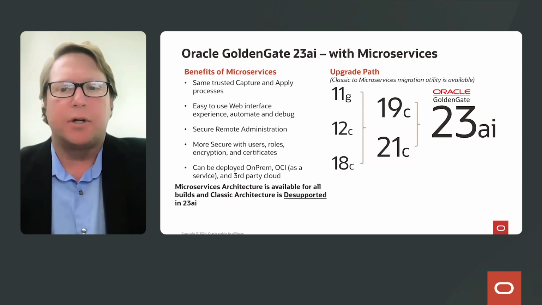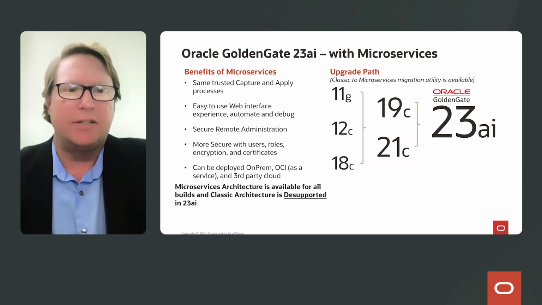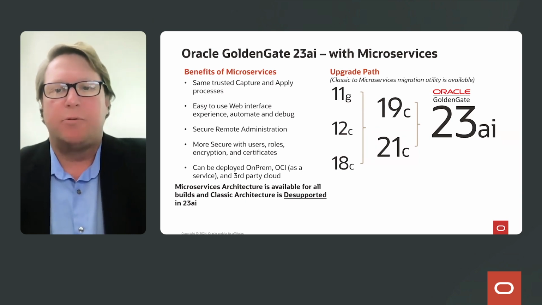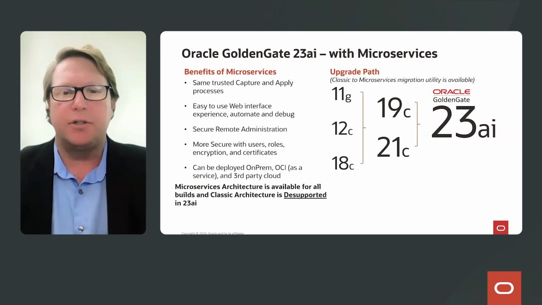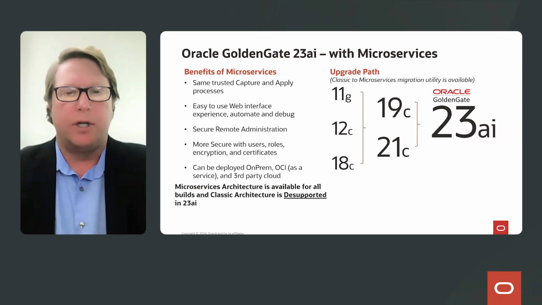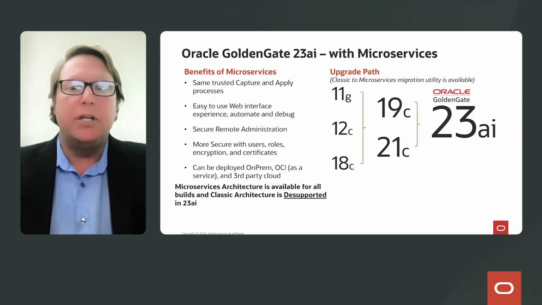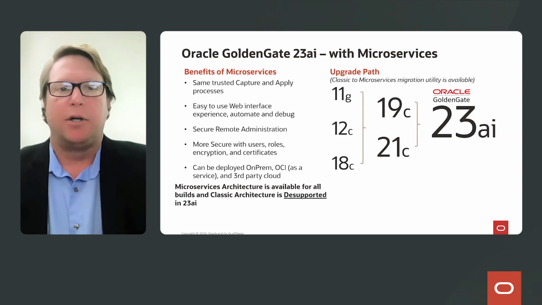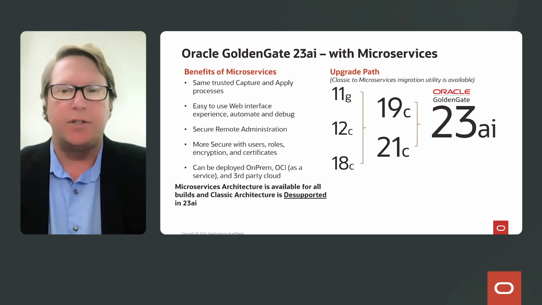The GoldenGate microservices architecture is also kind of multi-tenant, so to speak. What that means is that with the classic architecture, customers would install multiple GoldenGate homes or multiple GoldenGate installations on the same server. Each one might be for a different use case or a different project. With the microservices, it's a little bit different. You can install one GoldenGate home, and then you have multiple deployments, or PDBs, so to speak. Each of these deployments is a fully self-contained GoldenGate environment. It has its own users, its own authentication, its own extracts and replicats, trail files, report files, everything. But you can have multiple of these.